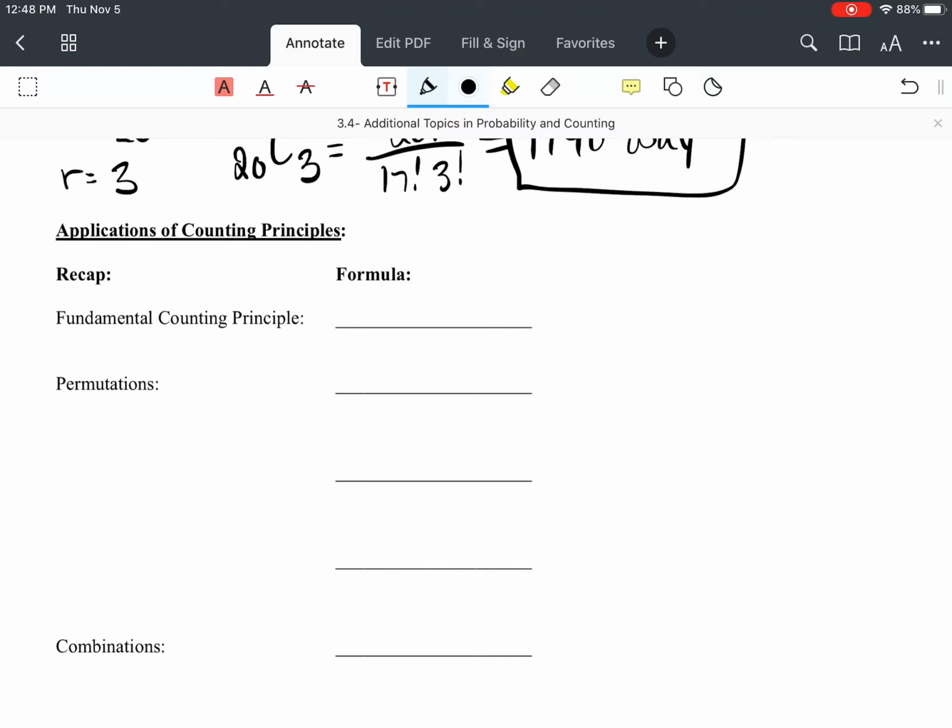So we've learned a few different counting principles. The first one was the fundamental counting principle. Remember that if we have n and m number of ways, we can find the total number of outcomes by multiplying m and n. In this section, we learned what factorial was. Remember, factorial is just n times n minus 1 times n minus 2, and we keep doing that until we get down to 3 times 2 times 1.